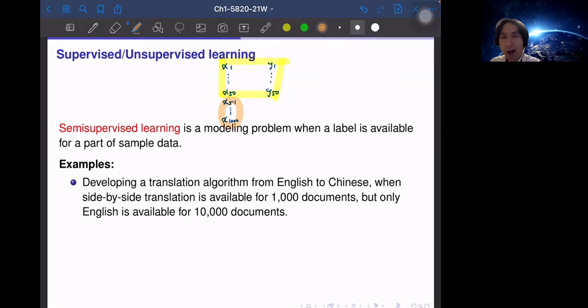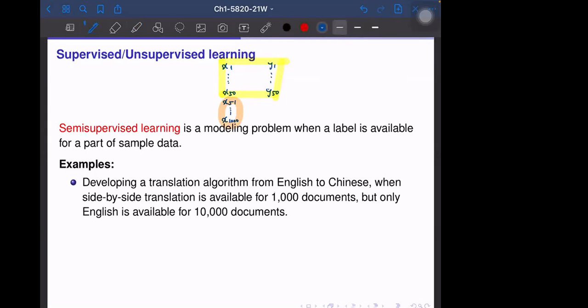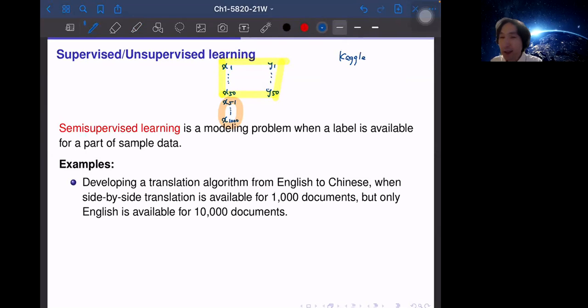Have you heard of the Kaggle data competition website? Kaggle, K-A-G-G-L. Kaggle is a data competition, and usually the format is like this. We have the training set, the yellow part, and we are given an additional data set, but only the predictors. Then the competition is to predict Y51 to Y1000.